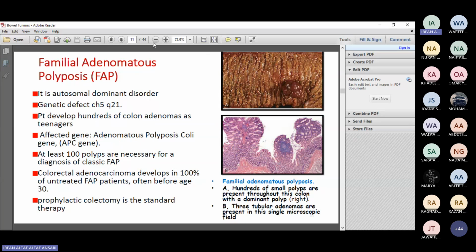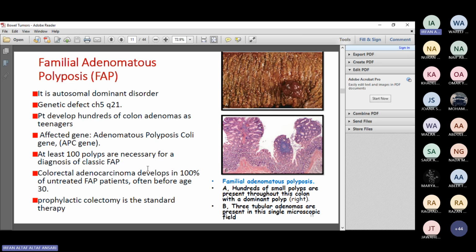So to discuss one very important, FAP, it is an autosomal dominant disorder. It is a genetic defect on the short arm of chromosome 5, band 21. Okay, so located on chromosome 5. Patients develop hundreds of colon adenomas even during their teenage life. The affected gene is, as the name itself says, the APC gene, adenomatous polyposis coli gene, located on chromosome 5. You need to have at least 100 polyps to diagnose FAP. Histologically, they are usually tubular adenoma, and colorectal carcinoma develops in 100% of the cases.